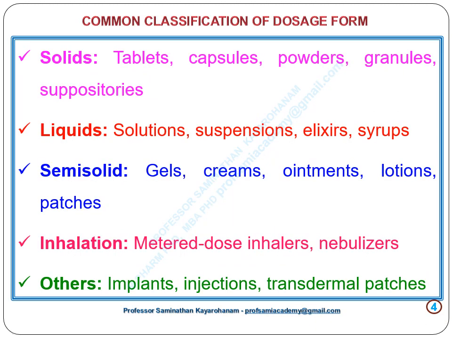Common classification of dosage form: solids: tablets, capsules, powders, granules, suppositories; liquids: solutions, suspensions, elixirs, syrups; semi-solid: gels, creams, ointments, lotions, patches; inhalation: metered dose inhalers, nebulizers; others: implants, injections, transdermal patches.